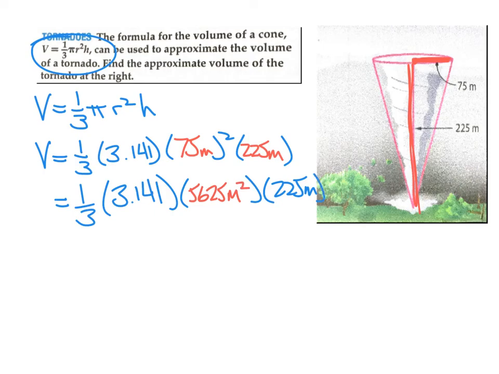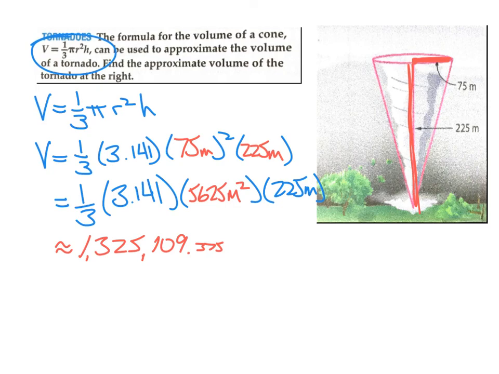At this point, the last thing to do is to multiply it all out, and I would definitely use the calculator to do that. 1/3 times 3.14 times 5,625 times 225 is approximately equal to 1,325,109. Now, your calculator probably gives you a .375, and that's what we're saying approximately, because when we're multiplying by 1/3 or dividing by 3, we know that decimal is going to go on and on and on forever.